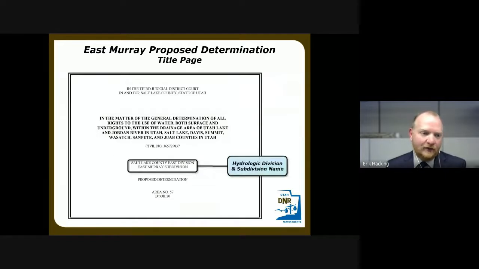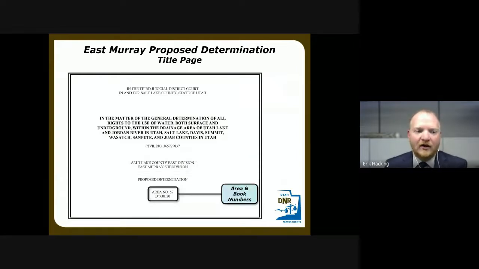This is the hydrologic division and subdivision name. So Salt Lake County East Division, East Murray Subdivision. This is the area number 57 and book 20. This is useful to know because this is how the state engineer organizes these areas and books sometimes. So if you are looking for East Murray, it's area 57, book 20.